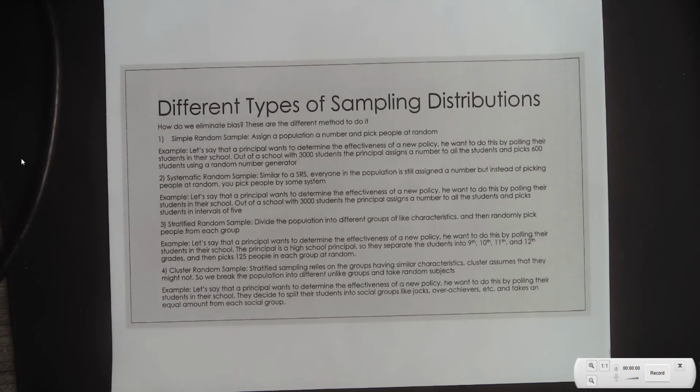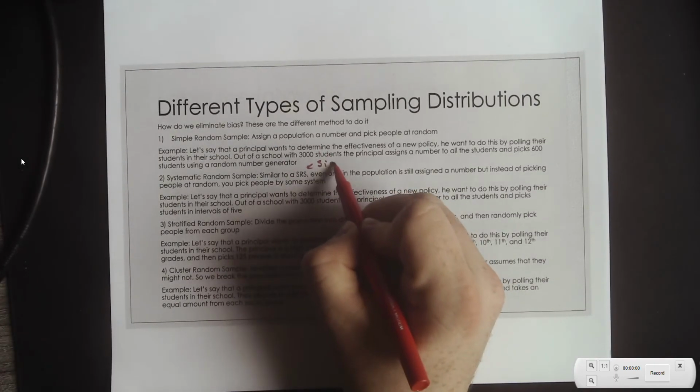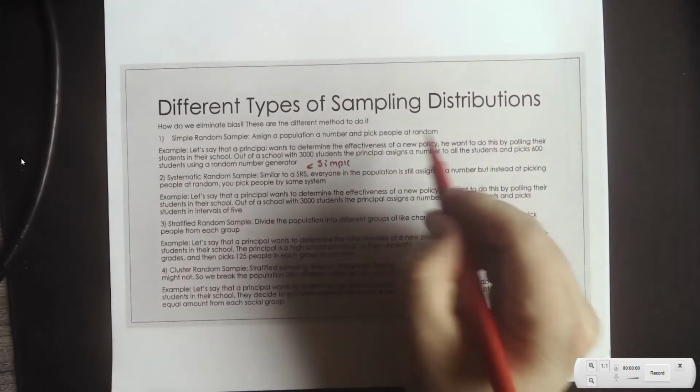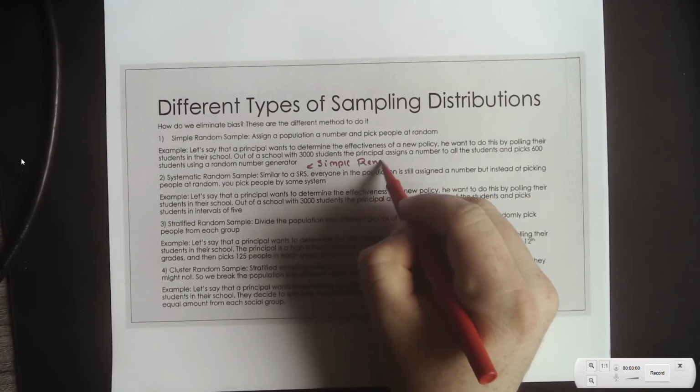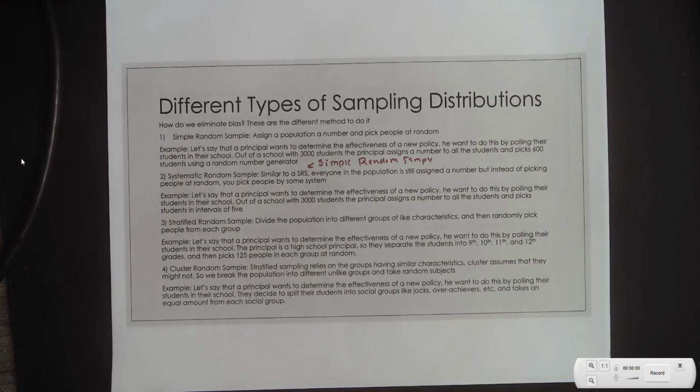Then we have what's called a systematic random sample. It's similar to an SRS, which is the abbreviation for simple random sample, and you will see a ton of people just refer to it as that. So whenever you see SRS, it's simple random sample. Keep that in mind. Everyone in a population is still assigned a number, but instead of picking people at random, you pick people by some system. So like every 5, every 10, something like that.